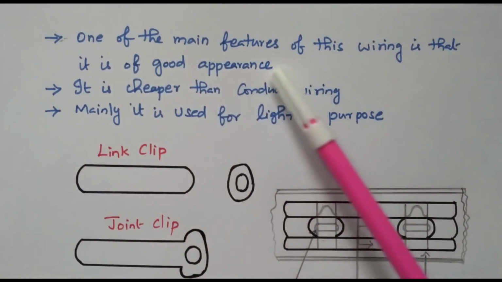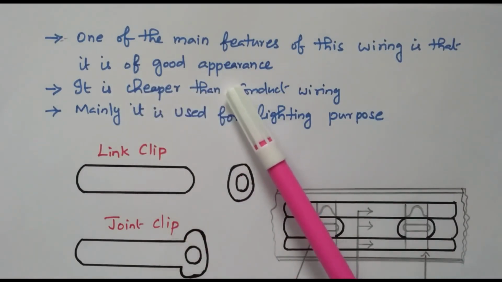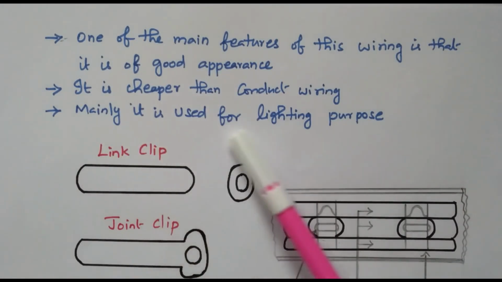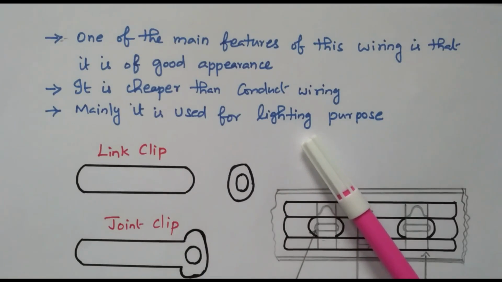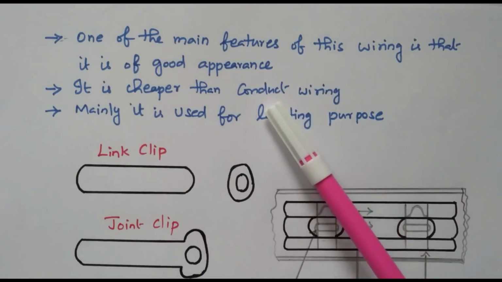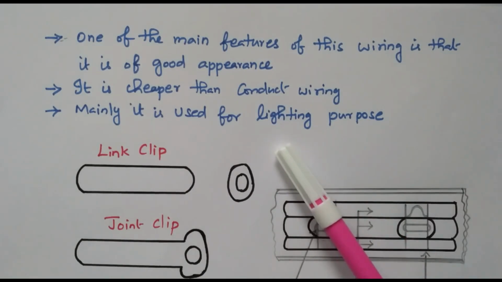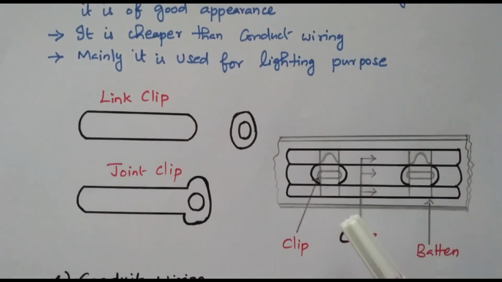One of the main features of this wiring is that it has a good appearance. It is cheaper than conduit wiring, mainly used for lighting purposes. Very easily we can fix this wiring and also it has a good appearance and is cheaper, mainly used for lighting purposes. So the diagram is available.